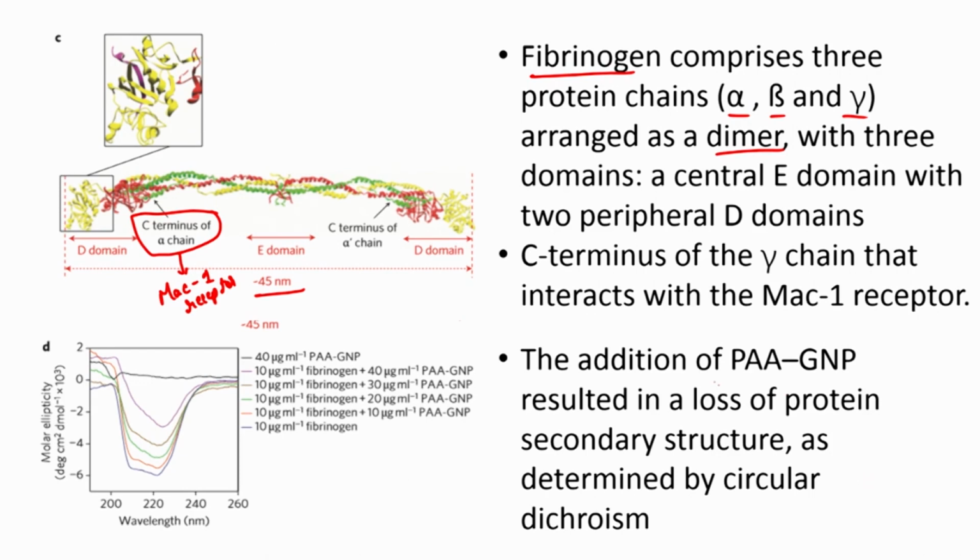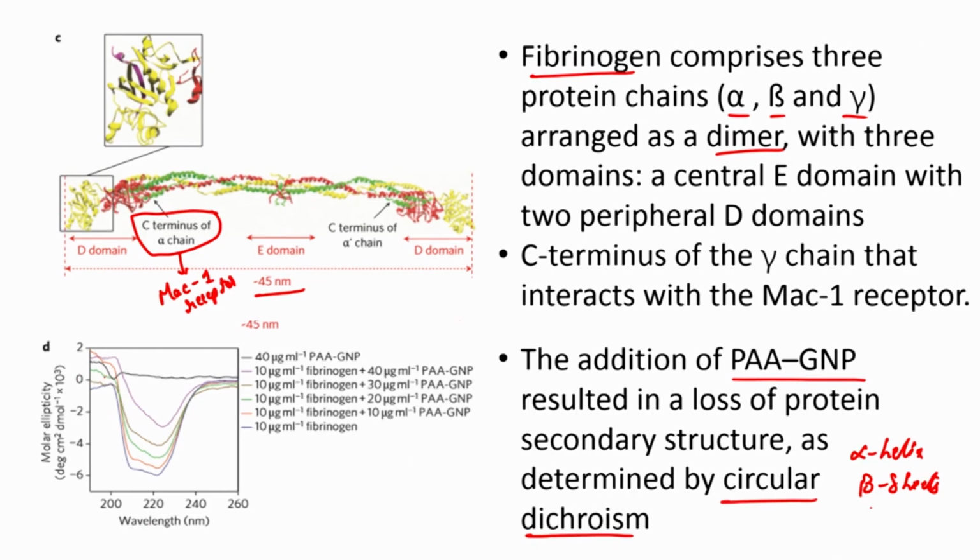And then what they showed is that the addition of these PA coated gold nanoparticles resulted in the loss of the protein secondary structure. As you can see here, this is circular dichroism, a method that measures the secondary structures in the protein. Proteins when they fold have structures like alpha helix and beta sheets and others as well. These alpha helix and beta sheets have a certain wavelength through which they give signals.